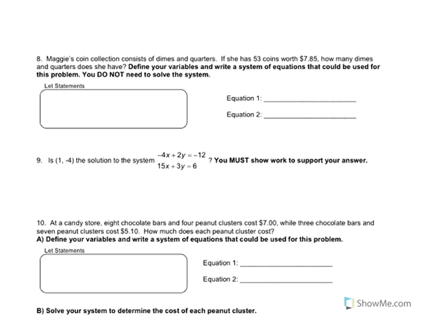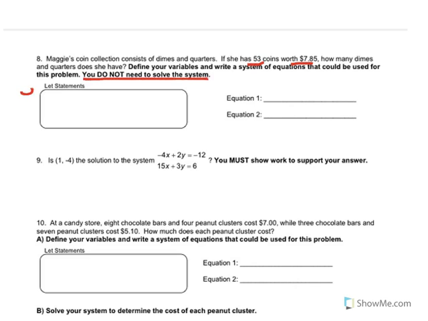Maggie's coin collection consists of dimes and quarters. She has 53 coins and worth $7.85. How many dimes and quarters does she have? So it's define your variables, write a system of equations that can be used for this problem. And then it says you do not need to solve it this time. So right now we're just setting it up.